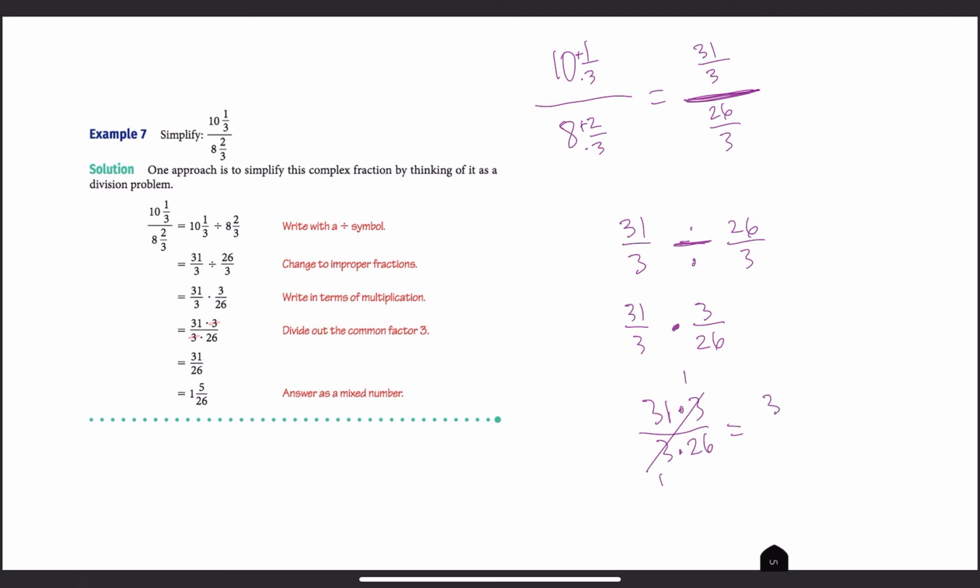And so I have 31 over 26, and they are 5 apart, and I think 31 is a prime number, so they're not going to have anything in common. But because it's top heavy, I should turn this into a mixed number. Or excuse me, it is an improper fraction. I should turn it into a mixed number. And so 26 will go into 31 one whole time with 5 left over.